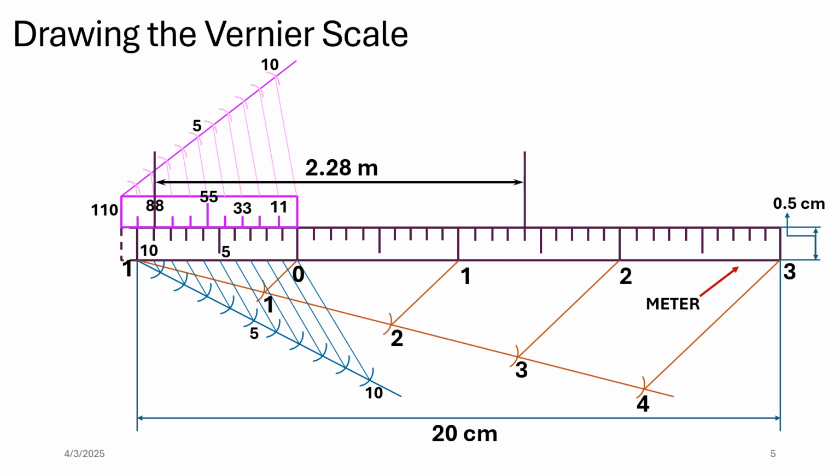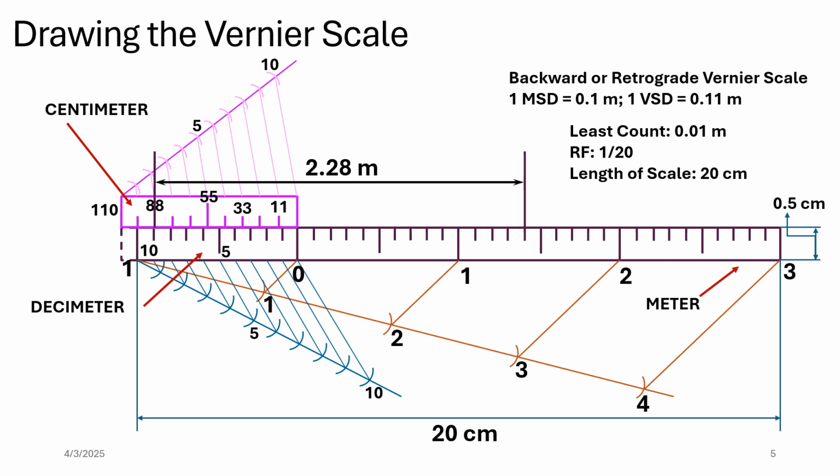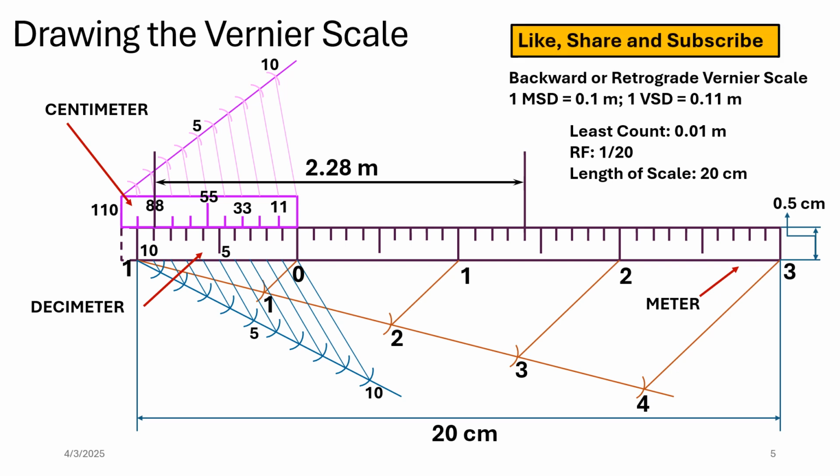This was the least count, RF, and length of the scale, and this was a backward or retrograde vernier scale, where one main scale division was equal to 0.1 meter and one vernier scale division is equal to 0.11 meter.